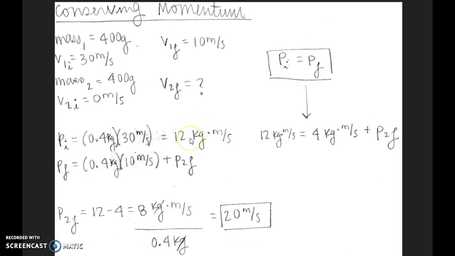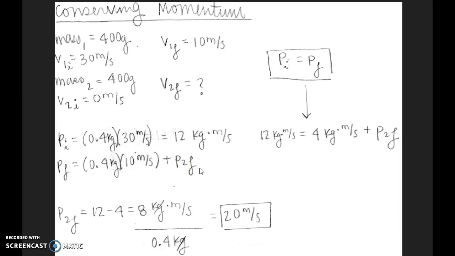times meters per second, is equal to the final momentum, which we would calculate by doing the mass times the velocity final of the first ball, plus the final momentum of the second ball, which we don't know yet. That's what we need to know.